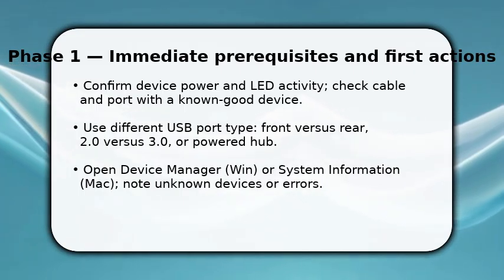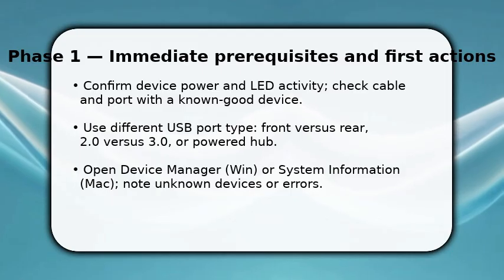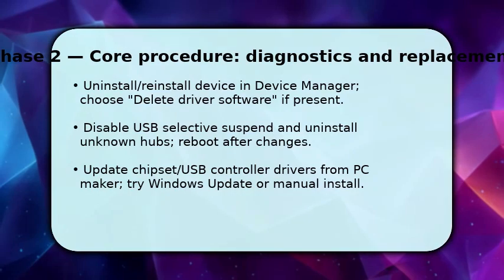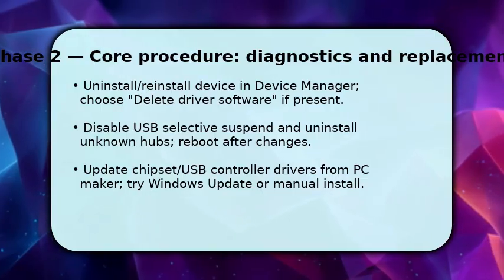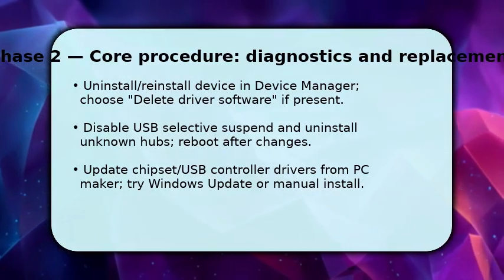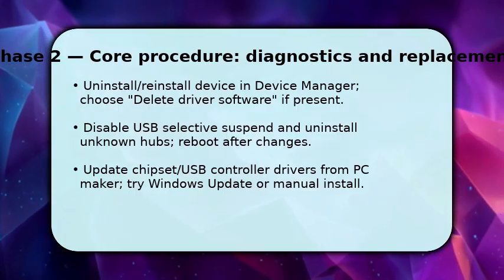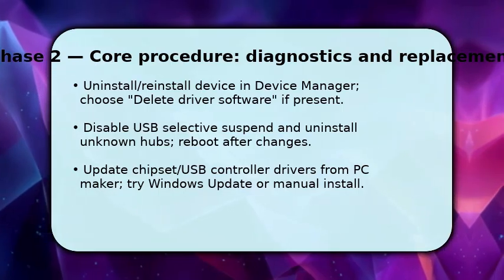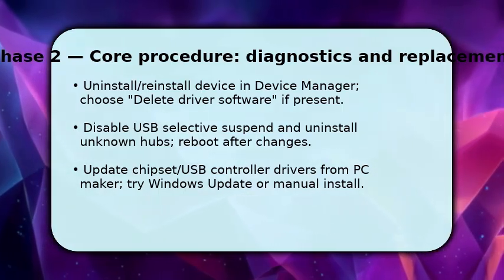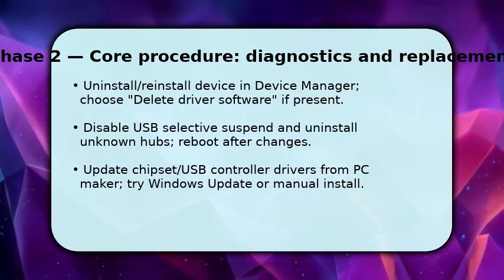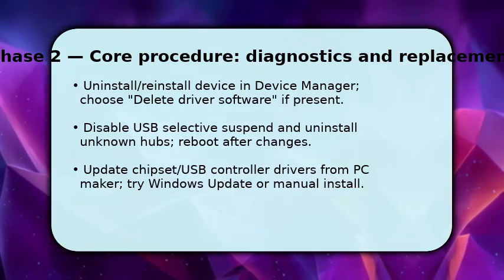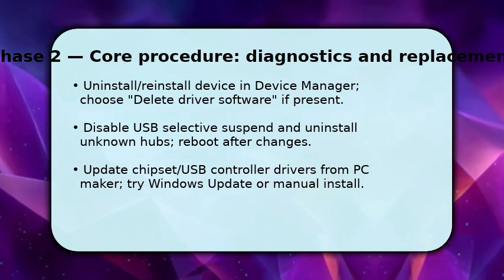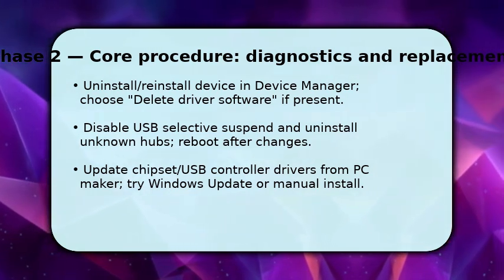Uninstall the device entry in Device Manager, and if available, check Delete Driver Software, so Windows fetches a fresh driver later. Disable USB Selective Suspend and Power Plan settings, and uninstall any unknown USB hubs. This clears corrupt configurations. Update your motherboard chipset and USB controller drivers from the manufacturer rather than relying solely on generic drivers. Once you update or reinstall, reboot the machine so the OS re-enumerates the hardware. This often restores proper recognition.